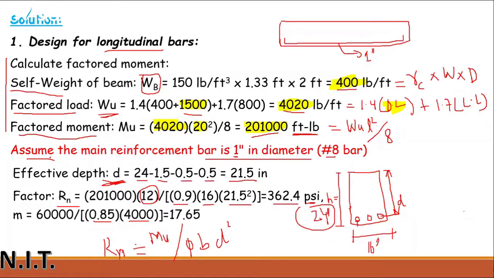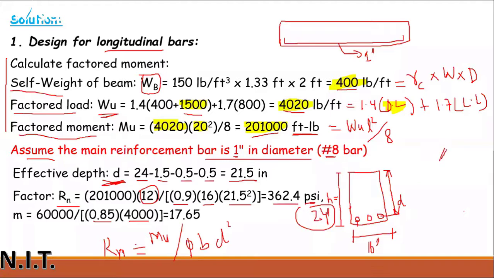Then the second step is to assume the reinforcement, the main reinforcement that we have assumed, that is 1 inch in diameter, which is also equal to number 8 bar. As I have told you, if I want to calculate the diameter of the bar in FPS system, then what should I do? I have to divide the bar number by 8. For number 8 bar, the diameter is 8 divided by 8, which is equal to 1 inch.